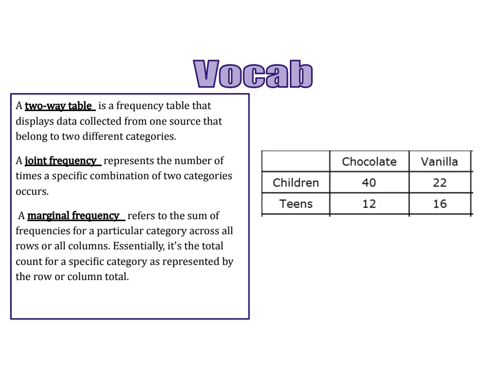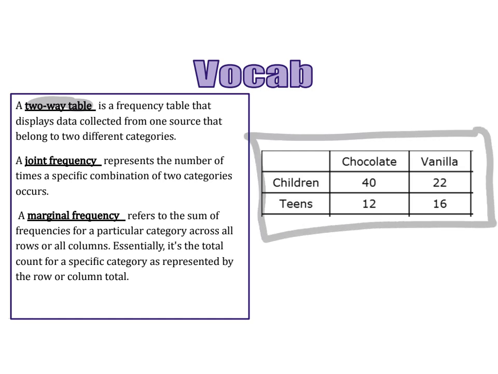Let's get started with some vocabulary. A two-way table is a frequency table that displays data from one source that belongs in two categories. So this right here is an example of a two-way table. A joint frequency represents the number of times a specific combination of two categories occurs. So for example, in this table, there are 40 children who like chocolate. So that is two different categories being combined to have one number.